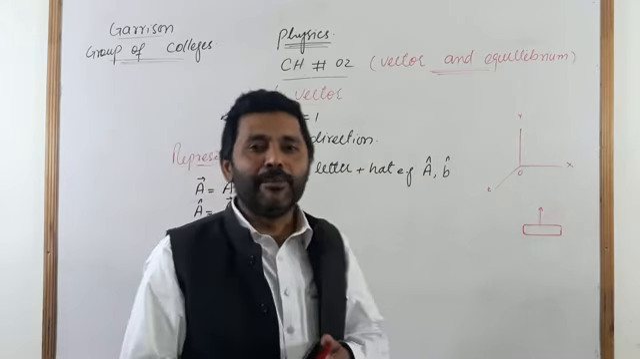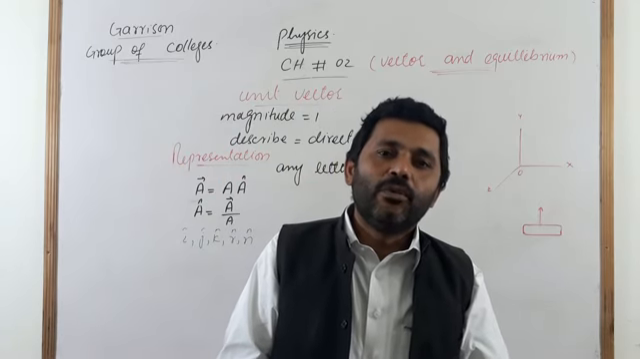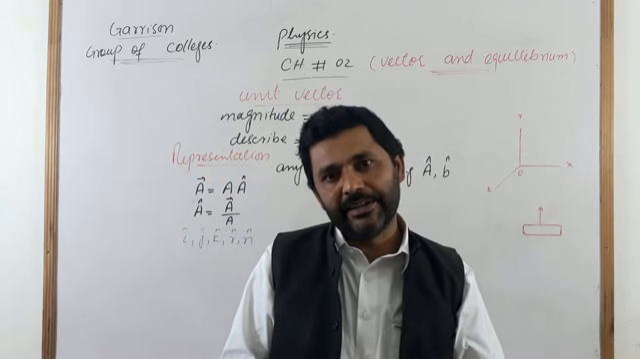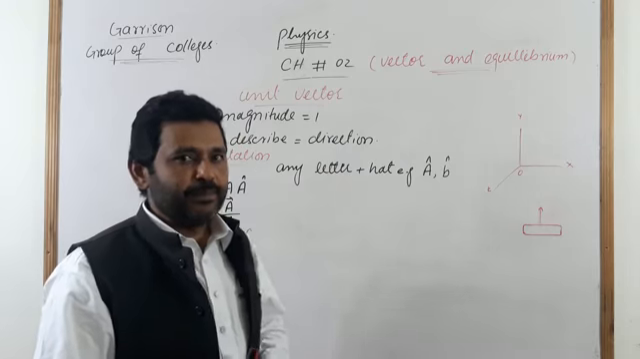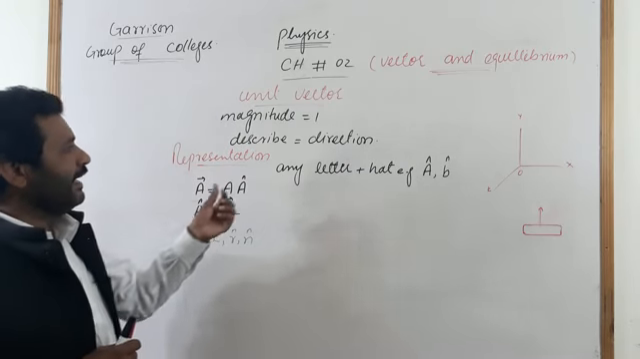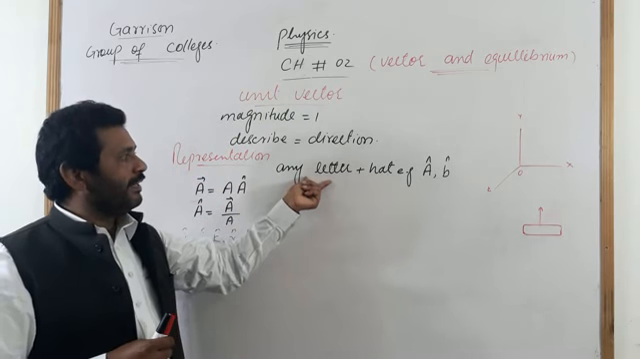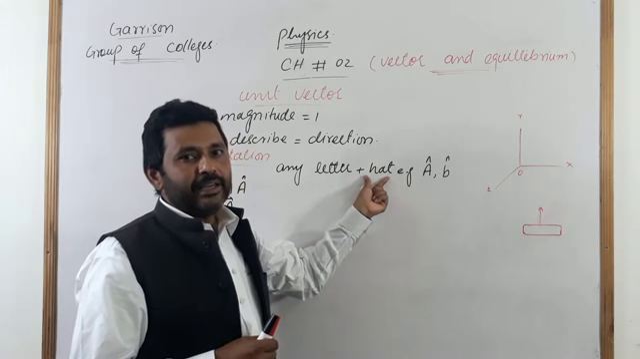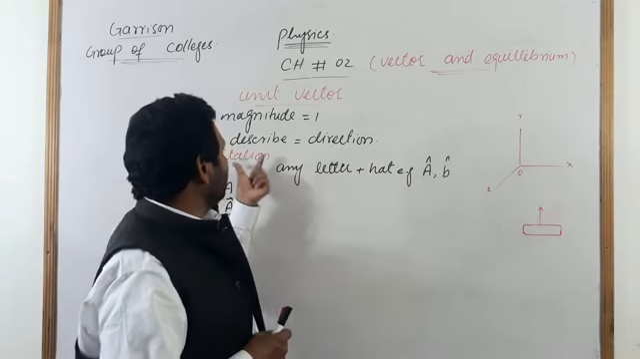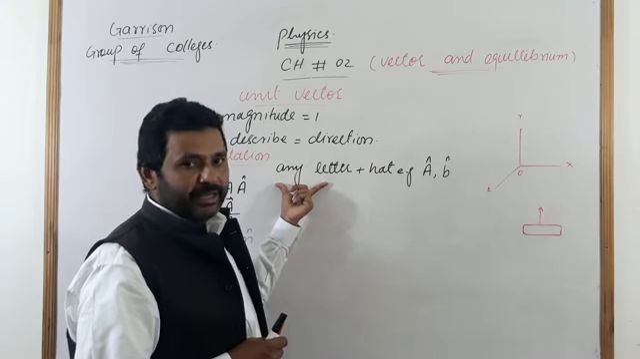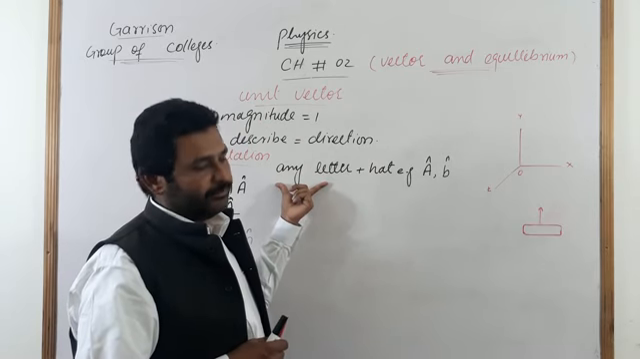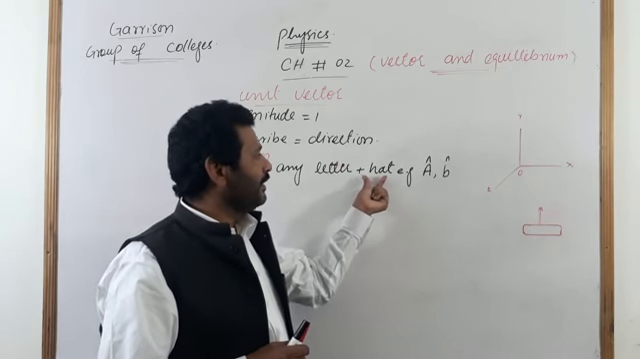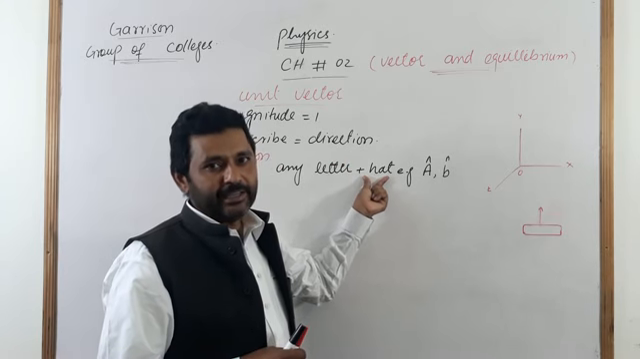A unit vector is represented by any letter from A to Z, capital or small, with the sign of a hat or cap above the letter.